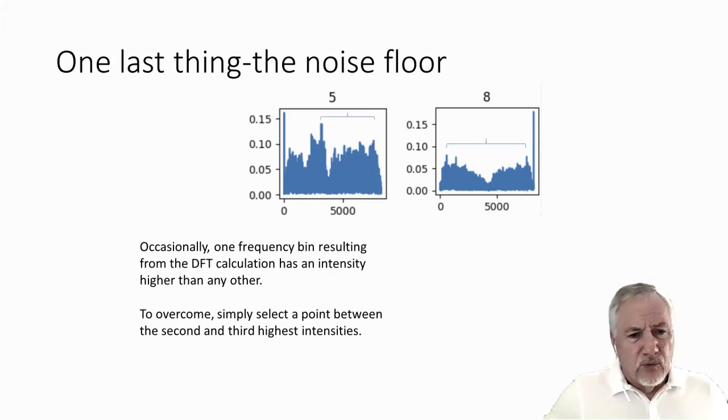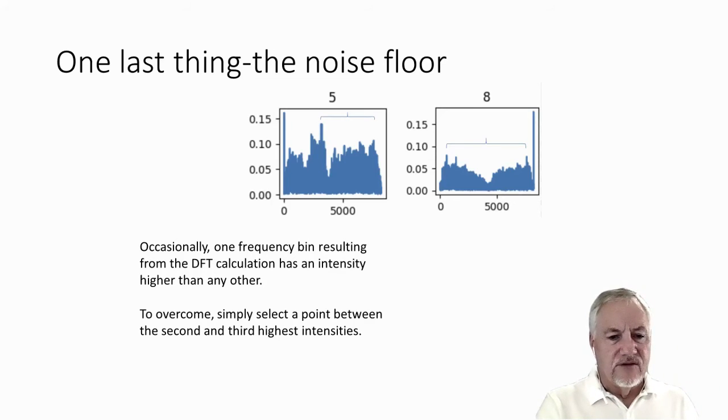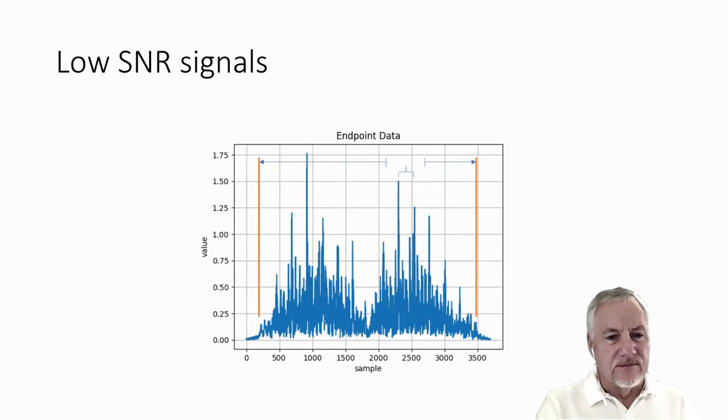So it ends up with a single point in number 5 on the far left and in number 8 in the far right that is higher than the main lobe. So we had to take into account that, and we don't use the 2 highest peaks any longer. We use the second highest and third highest to find our center point. So that's an area to watch out for.